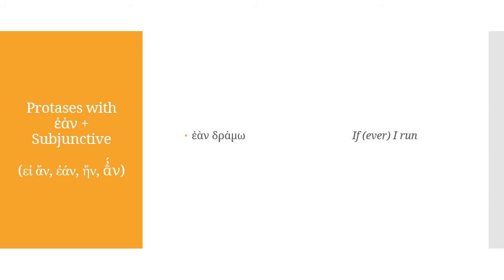Ean dramō. If ever I run. You probably wouldn't use the ever in English necessarily, but it really does help to over-translate these if you're translating. Ean trechō, if ever I run. Just like with the optative, the choice here of aspect, dramō, aorist, versus trechō, present, tends to be motivated by, is the action simultaneous? That will be ean trechō, or is the action anterior, ean dramō.